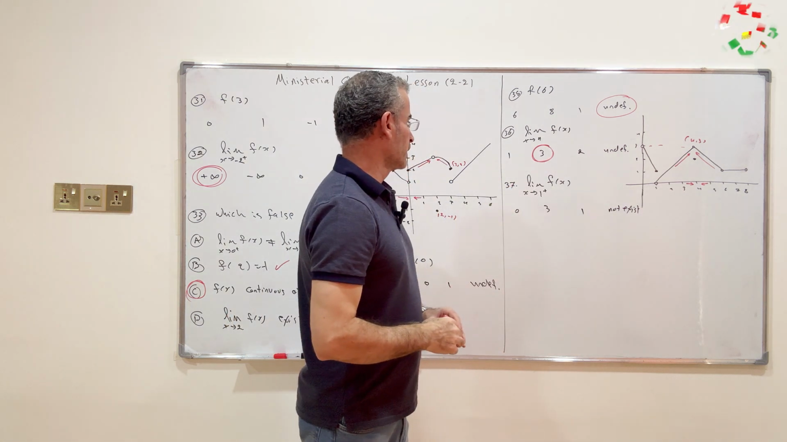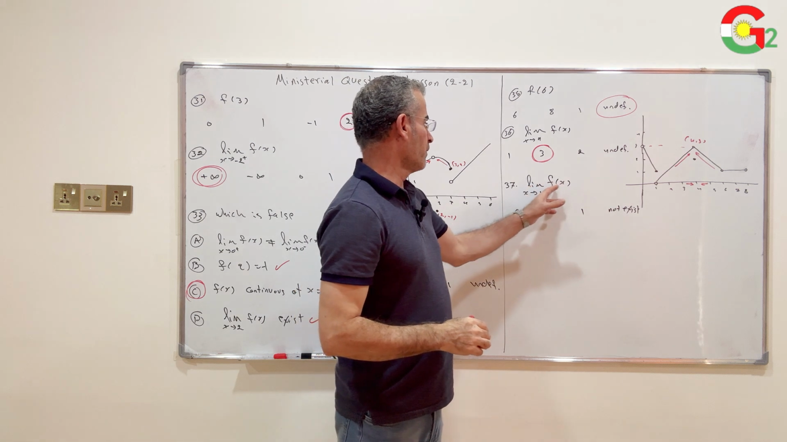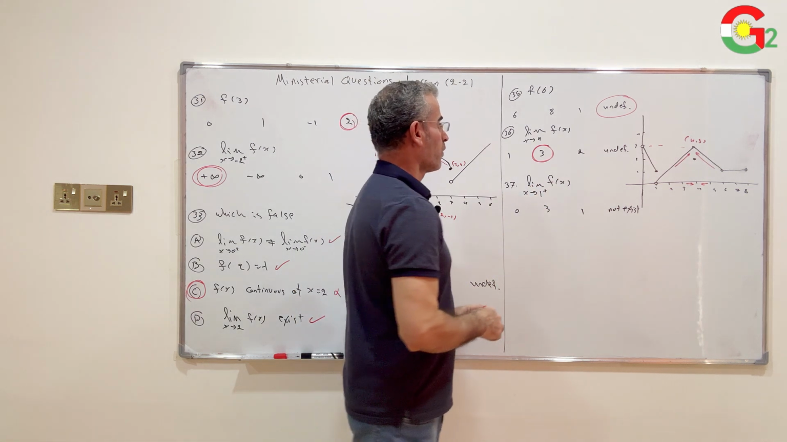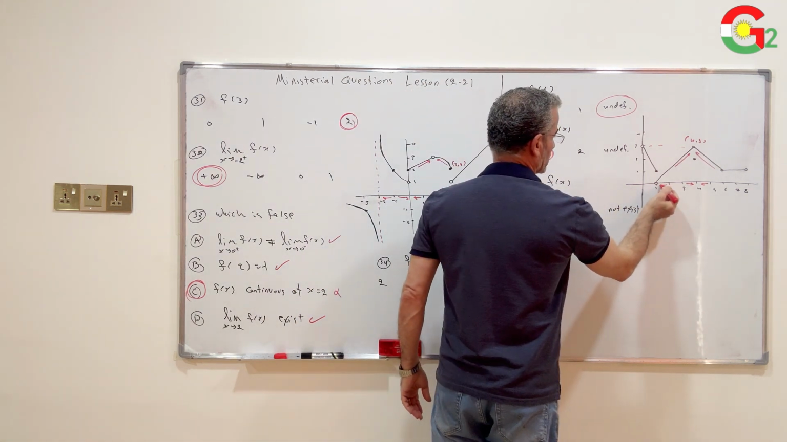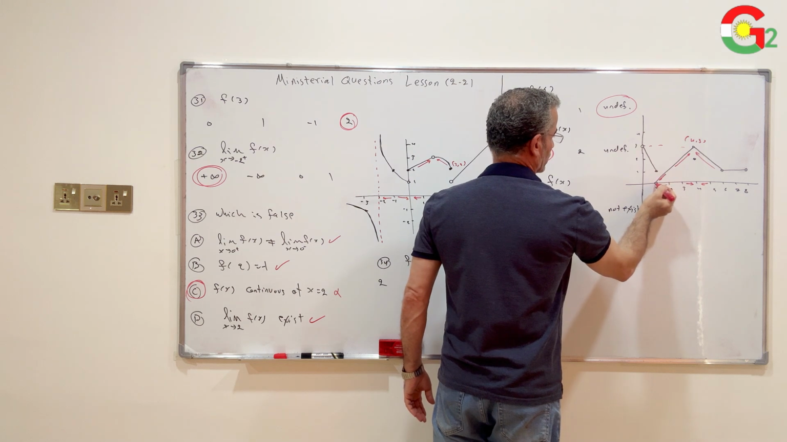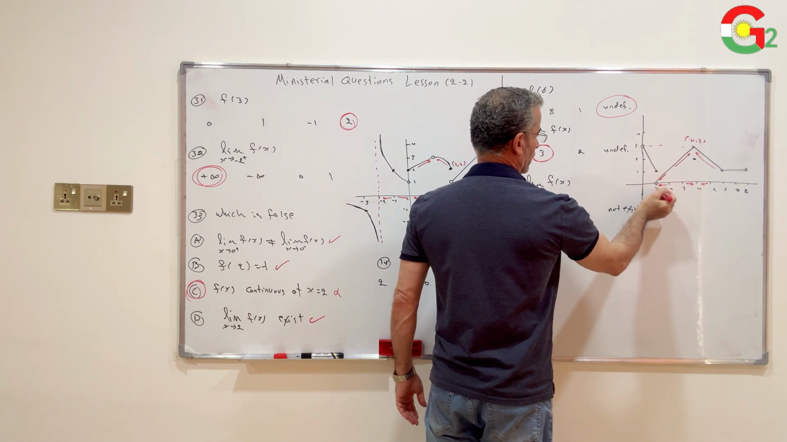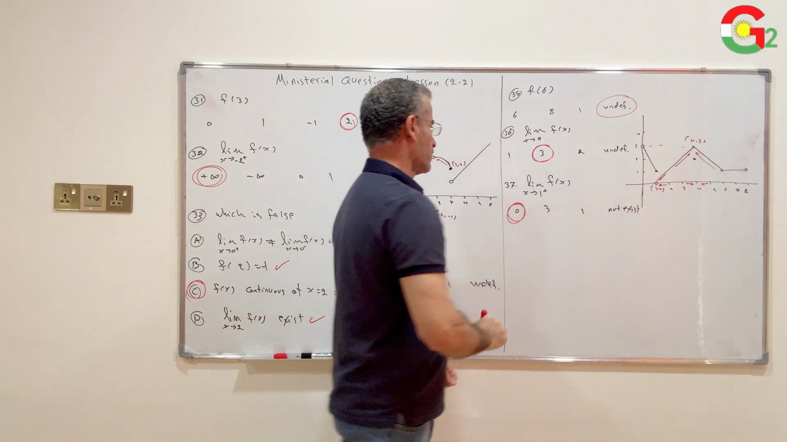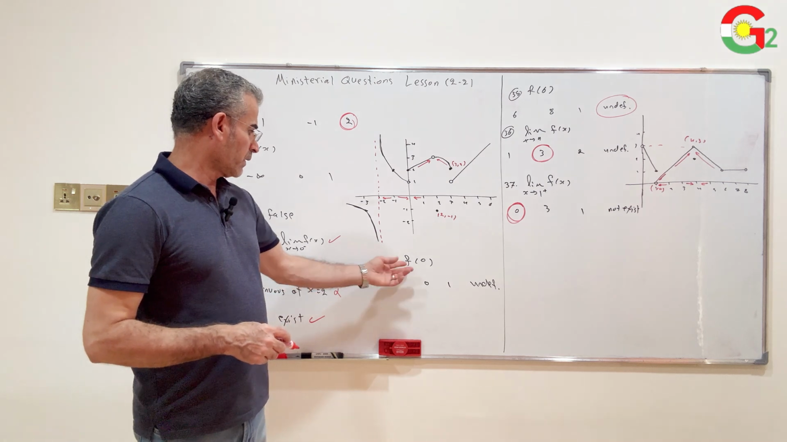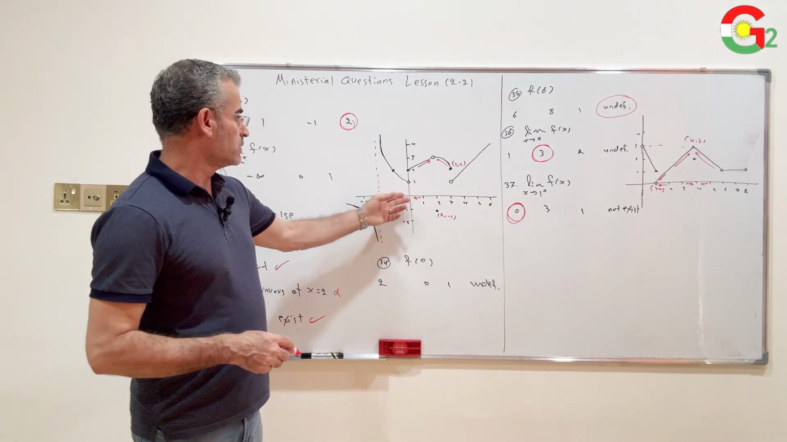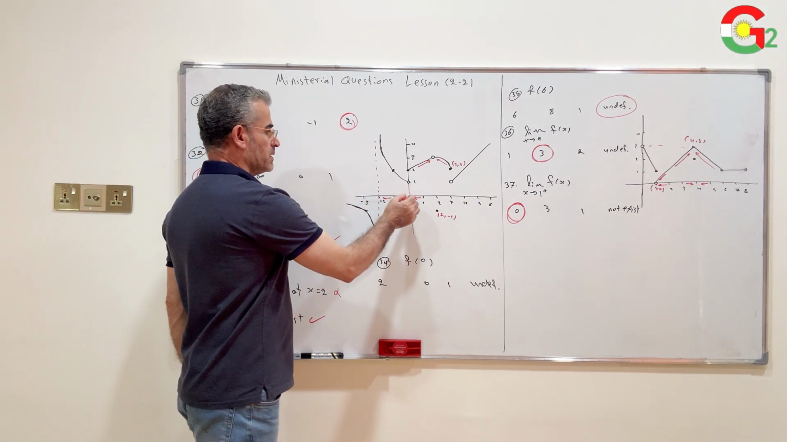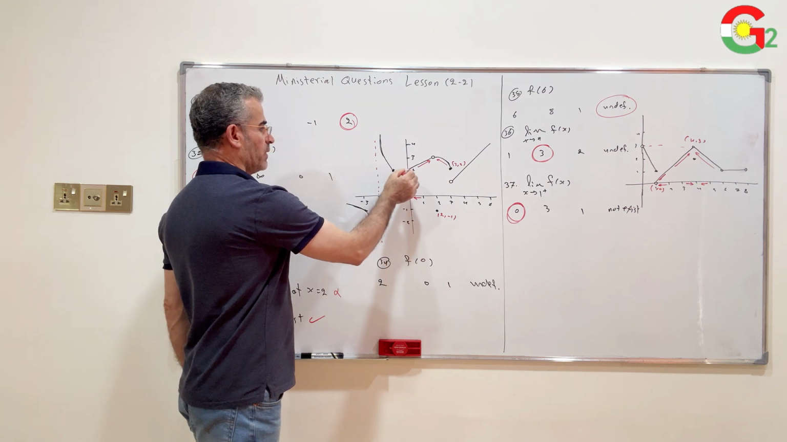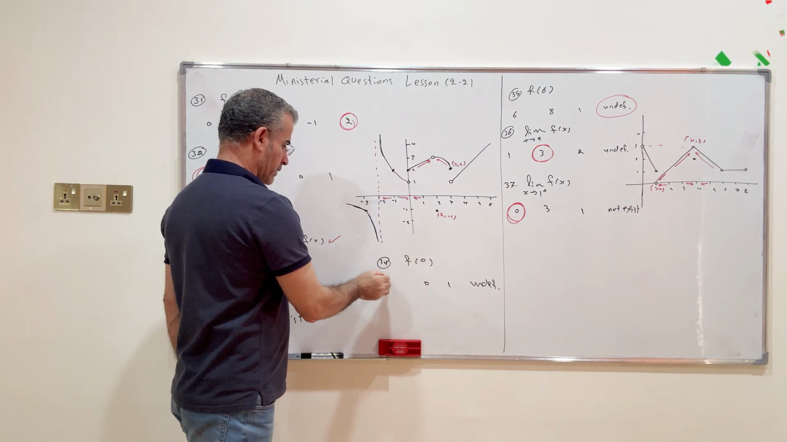Question number 37. Limit f of x when x approach to 1 from right. This is 1. This is right. f of x approach to 0, the y coordinate of this point. Then the right choice is A. I forgot 34, f of 0. As you see, when x is 0, here I have a gap, here I have 2, then the right choice is 2.